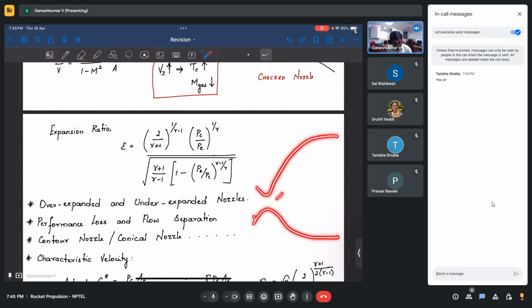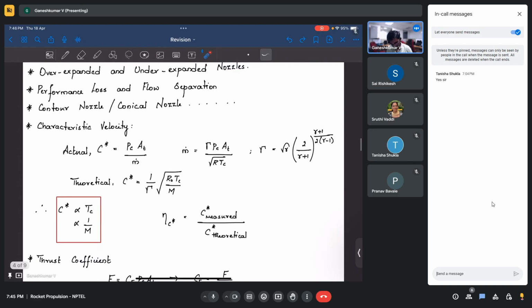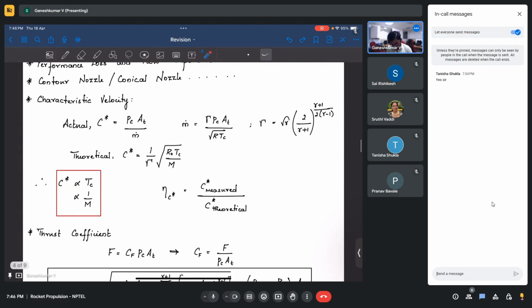It actually tries to streamline the flow at the exit, so that you can take as much energy as possible. And then you have performance loss and flow separations we did, and then for contour and conical nozzles we studied what the differences are.